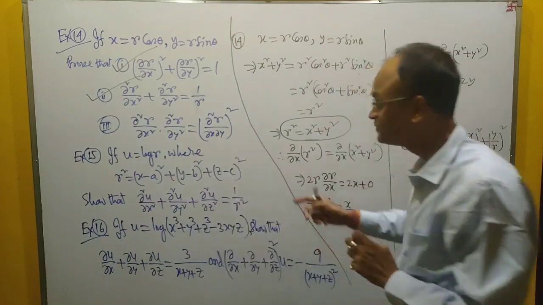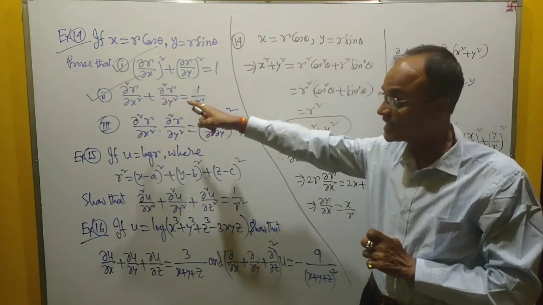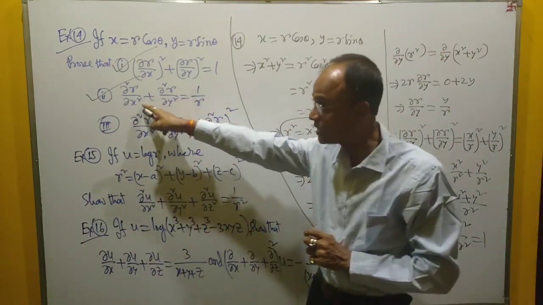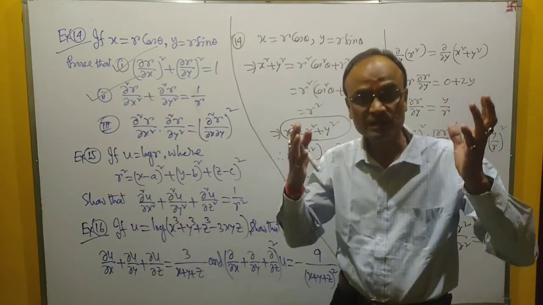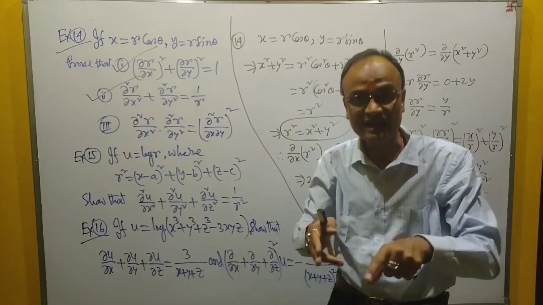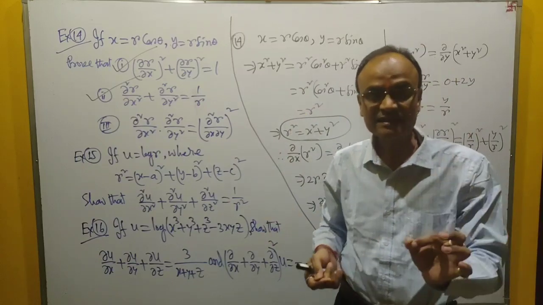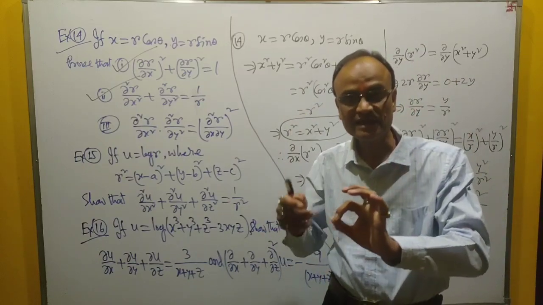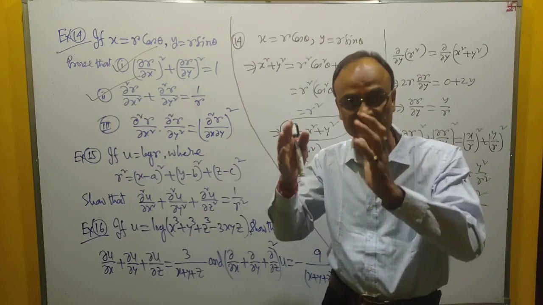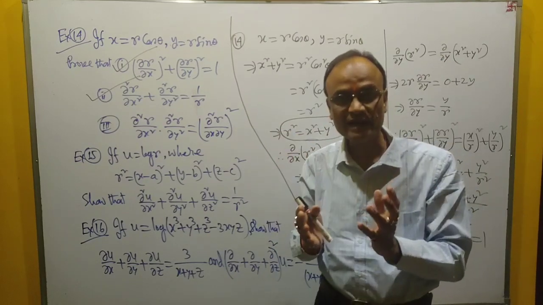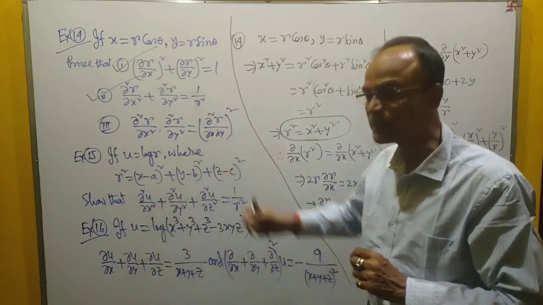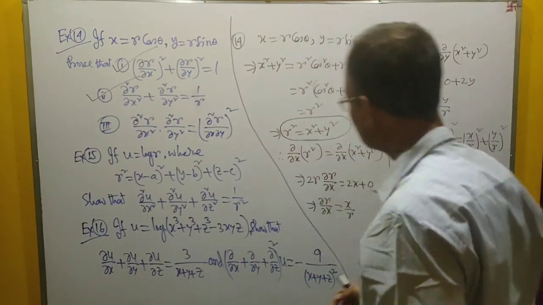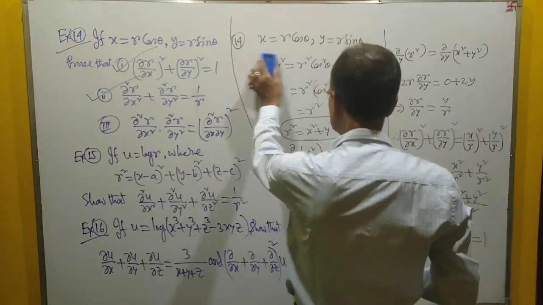second one is, we have to prove that the second derivatives, del 2 r by del x square, del 2 r by del y square. Means, we have to differentiate partially del r by del x with respect to x, and differentiate partially with respect to y, del r by del y with respect to y. Then if you add, you will get 1 by r.